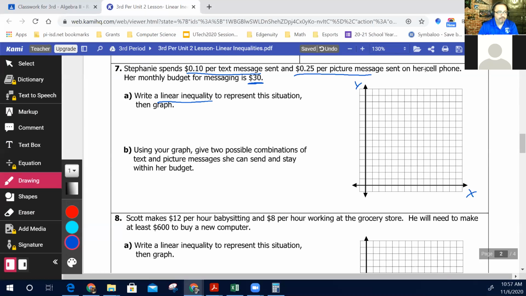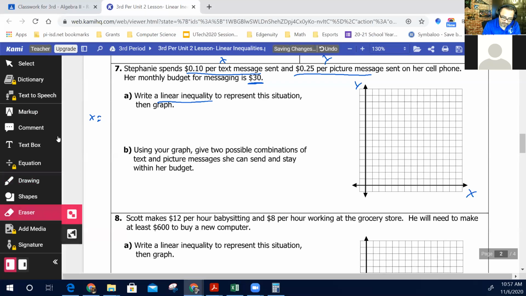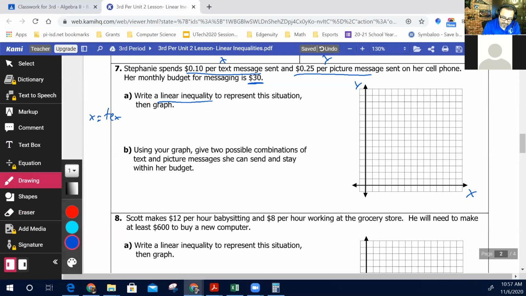But I also don't want you to get confused when you're graphing this, right? Because we are graphing on the x-axis, we are graphing on the y-axis. So I'd suggest working with x and y as your variables. But if you're going to do that, you need to identify what each one is. So x is text, and y is going to be picture messages.